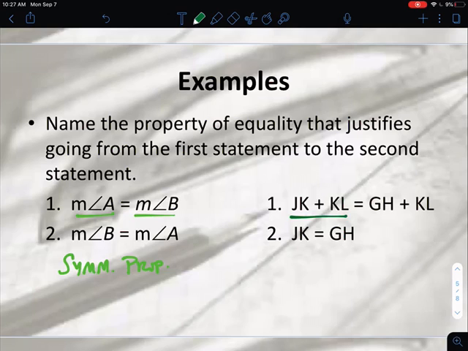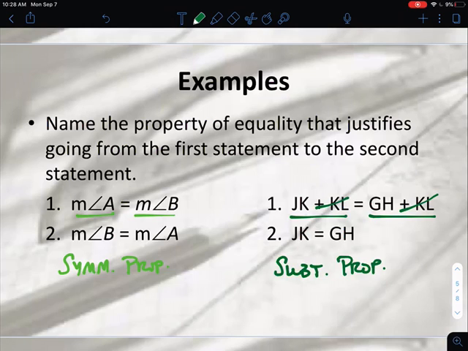In our next example, we have JK plus KL is equal to GH plus KL. And then they go from that to JK equals GH. Now, if I look at what changed from step 1 to step 2, I got rid of these KLs. Since I was adding the KLs initially, the only way to get rid of them would be to do the opposite operation. So if I was adding KL, I then need to subtract KL from both sides. So this would be a subtraction property.